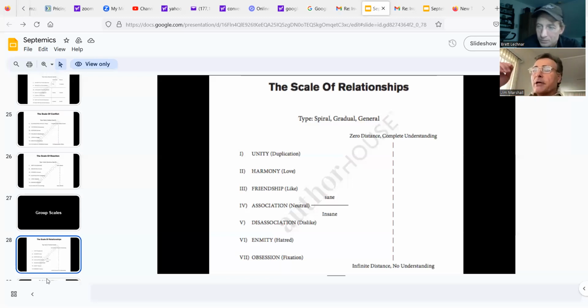And again, look at the top is complete understanding, the bottom is no understanding. The more you understand, the less you're going to be in these lower levels. And this can work for your kids as well. You have a relationship with your son or your daughter, and it's somewhere on this scale.